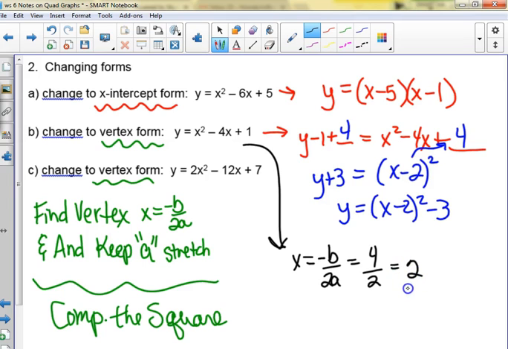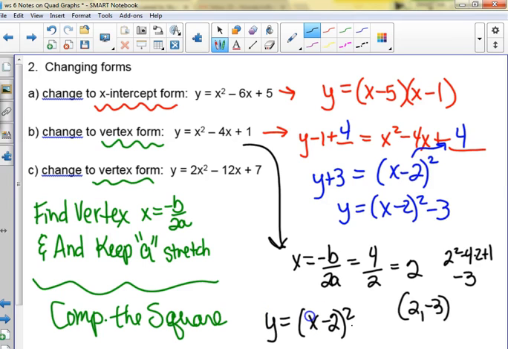How do we find the other piece of the vertex? Plug it back in. 2 squared minus 4 times 2 plus 1 would be 4 minus 8 is negative 4, plus 1 is negative 3. So my vertex is 2, negative 3. And then I could have said, well, I know vertex form. It goes a times x minus h squared plus k. And the a value I have to keep in there, but it was a 1. Did that do the same thing?